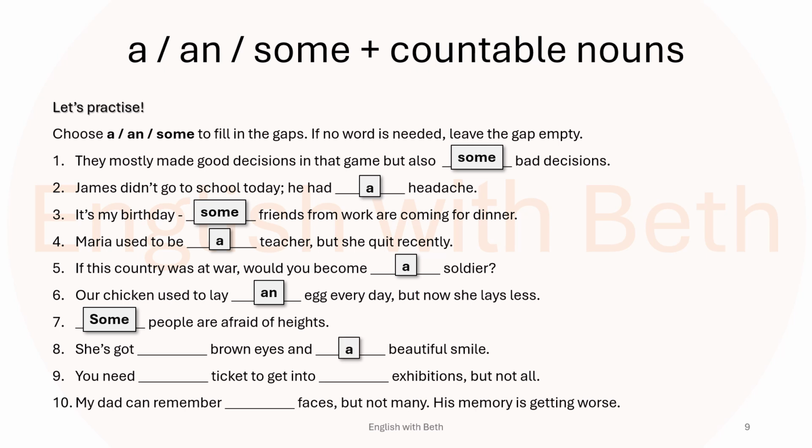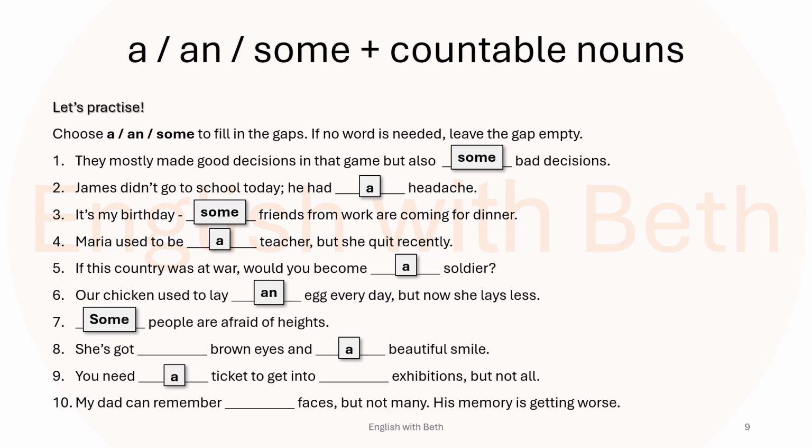Number 8. She's got brown eyes and a beautiful smile. Here we don't need an article before eyes because it is plural. And we don't say she's got some brown eyes because that sounds like she's got some brown eyes and maybe some blue eyes. But both her eyes are brown. She's got brown eyes and a beautiful smile. Smile is a singular countable noun, so we use a.